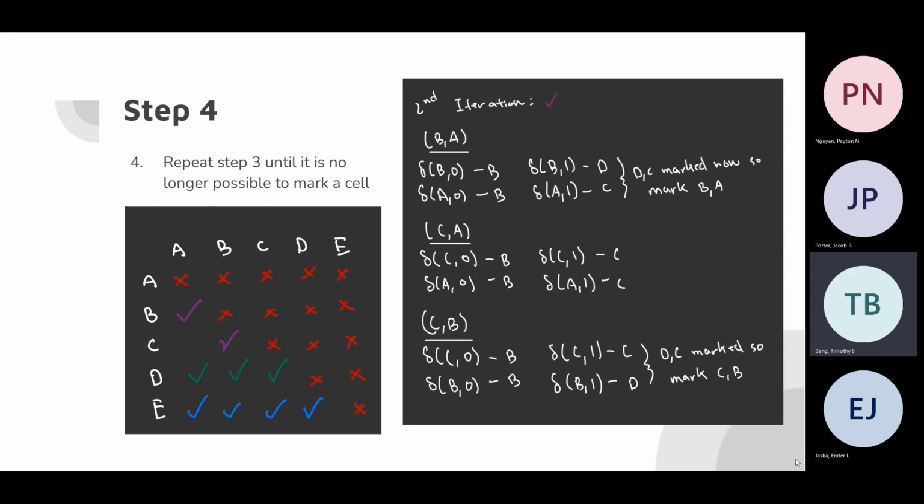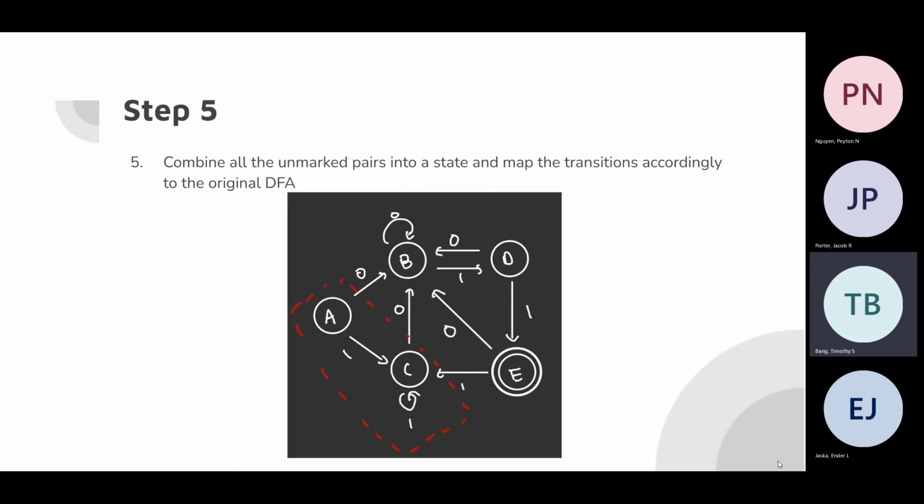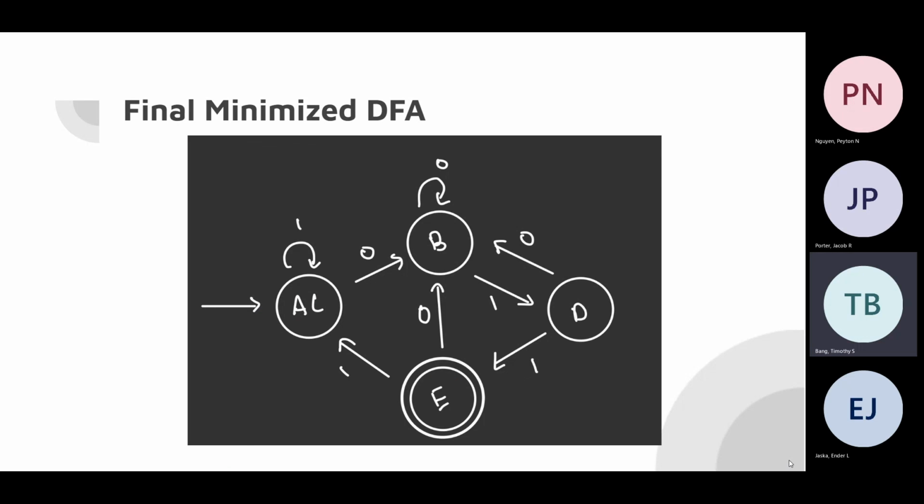We continue. This is our second iteration showing the cells that we marked. And then we simply repeat until we can no longer mark any cells. This allows us to see that AC, the unmarked pair, is the states that we have to combine. And it gives us a minimal DFA pictured here.